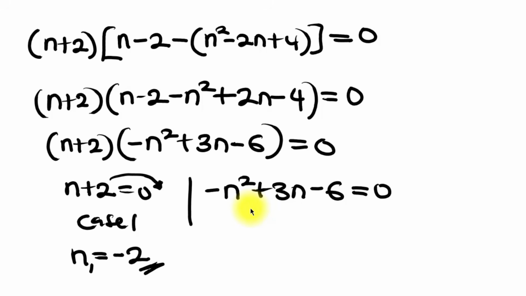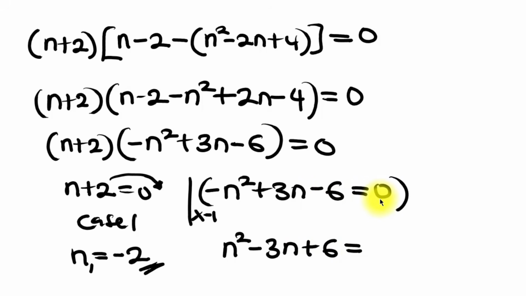Now to get the other two values for n, we're going to be solving this second case, which is a quadratic equation. And let's get rid of this negative. We can get rid of this negative by multiplying through, both the left hand side and the right hand side, by negative 1. So negative 1 times negative n squared will give positive n squared. Negative 1 times 3n will give negative 3n. Negative 1 times negative 6 will give positive 6. This is equal to negative 1 times 0, which is actually 0. Now we have a nice look of a quadratic equation that we can solve.